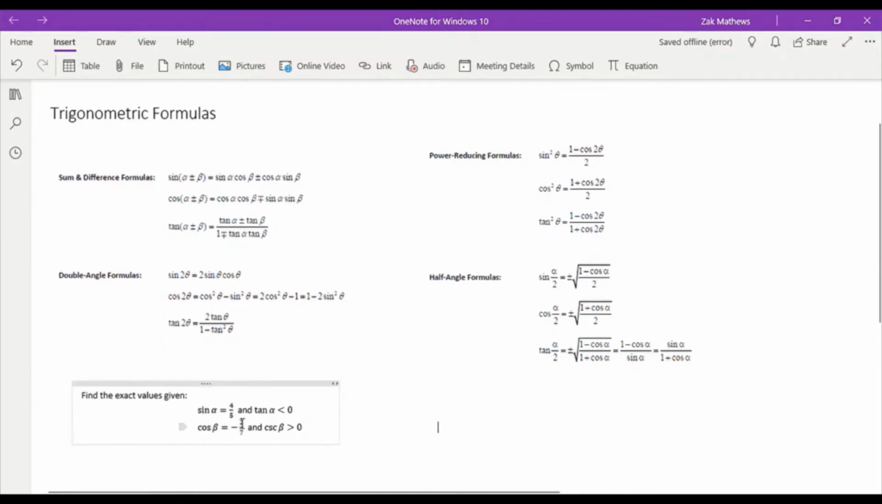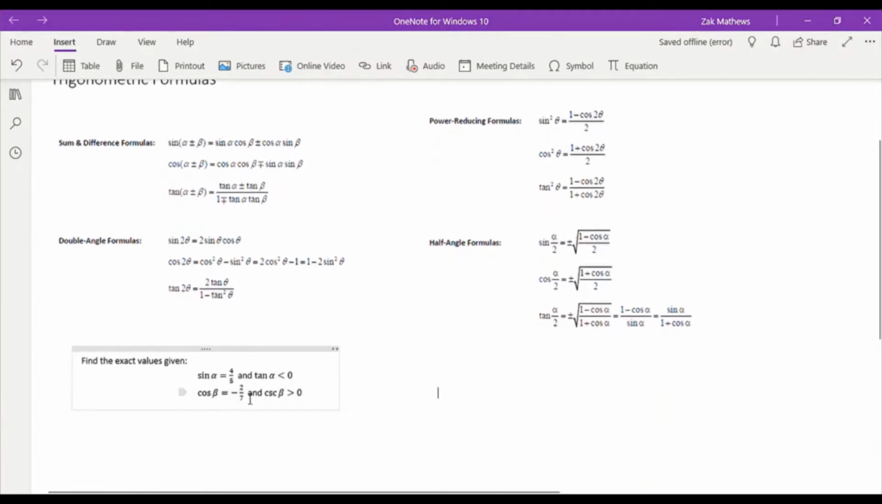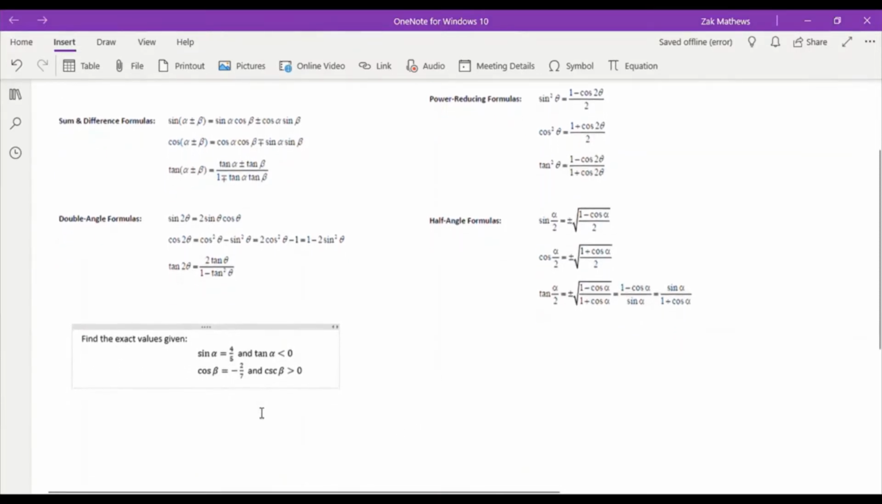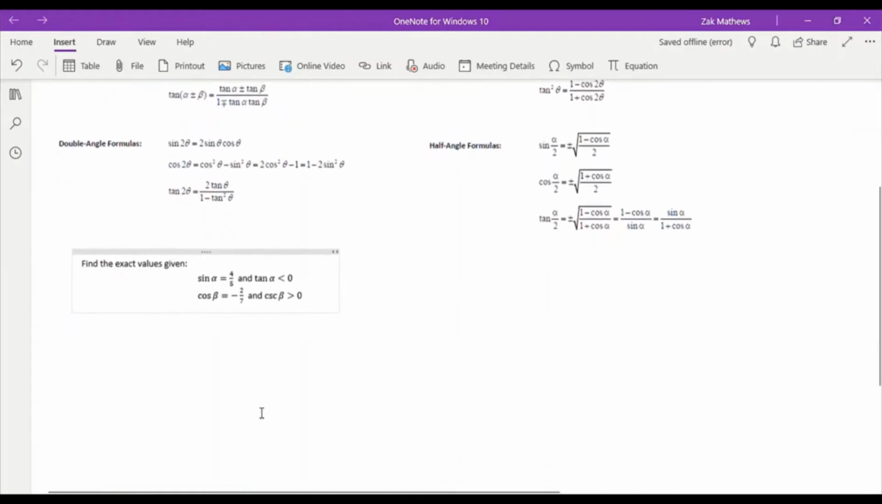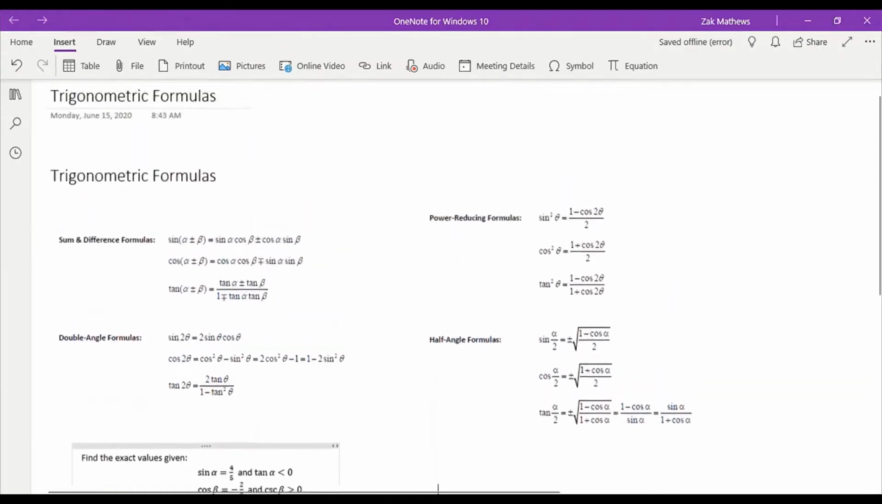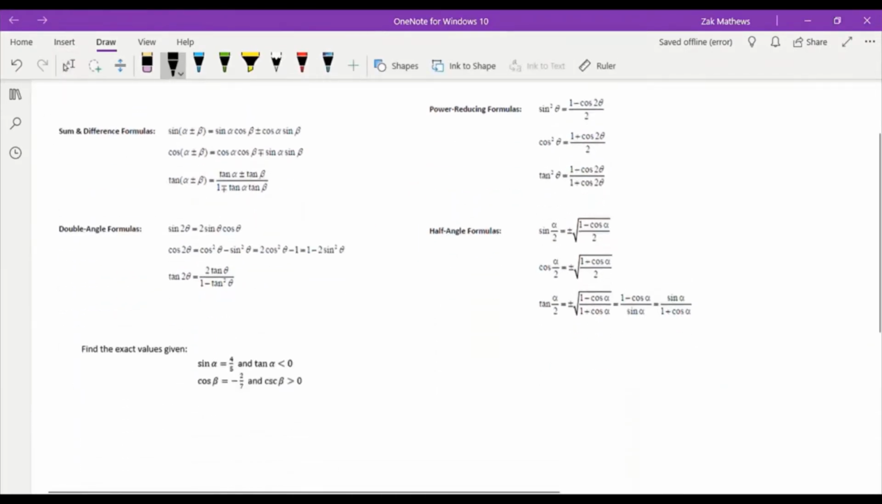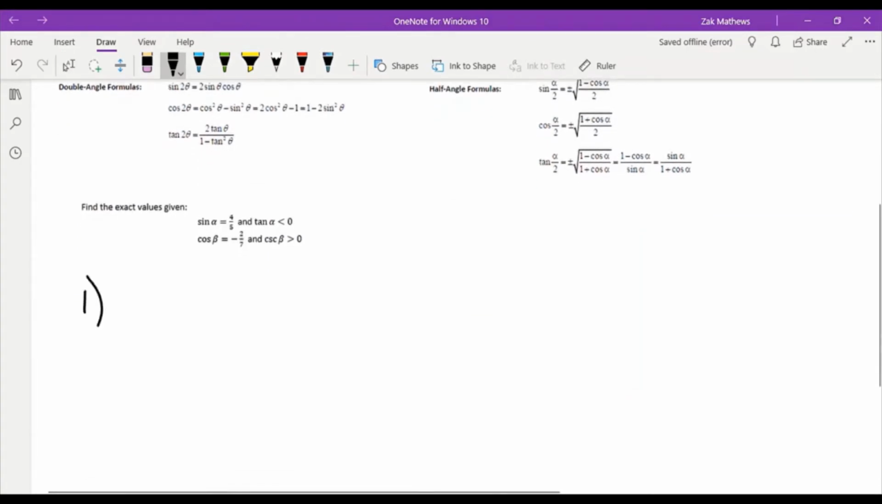Sine of alpha is equal to 4/5, tangent of alpha is less than 0, cosine of beta is equal to -2/7, and cosecant of beta is greater than 0. So let's start with the problem. Let's try to find sine of alpha plus beta.